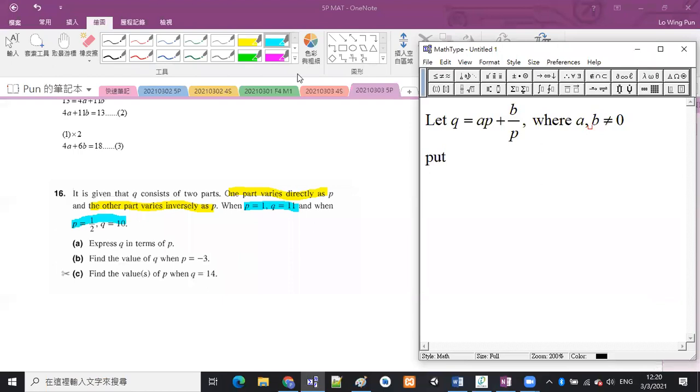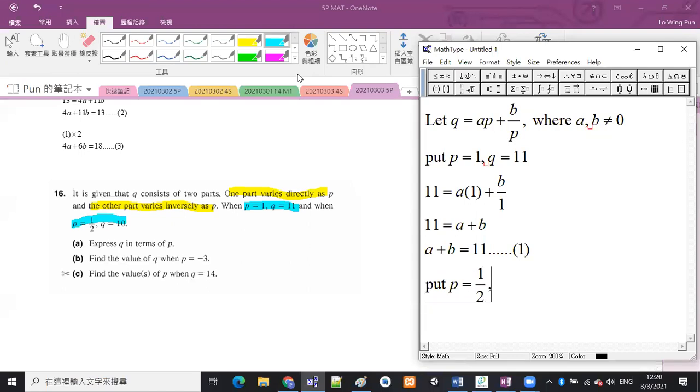So just put the first group of numbers, P is 1, Q is 11, into our equation. So 11 is equal to A times 1 plus B over 1, or 11 is equal to A plus B. And then write A plus B on the left, equals 11 on the right. And this is equation 1. Okay, and then we have the second group of numbers.